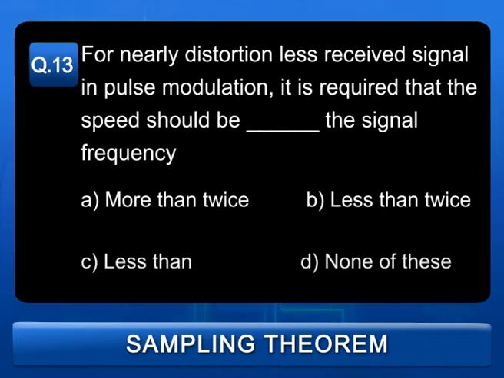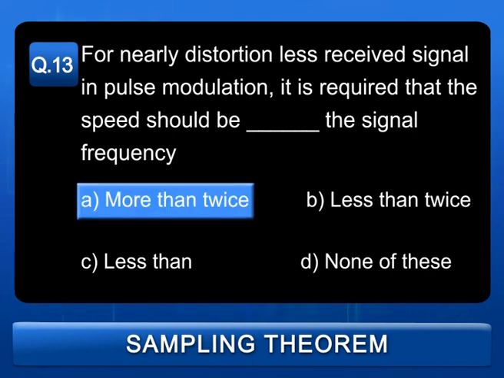Next question, 13th question. For a nearly distortionless received signal in pulse modulation, it is required that the sampling rate should be dash the signal frequency. A. More than twice, B. Less than twice, C. Less than the signal frequency, and D. None of these. The answer is more than twice.